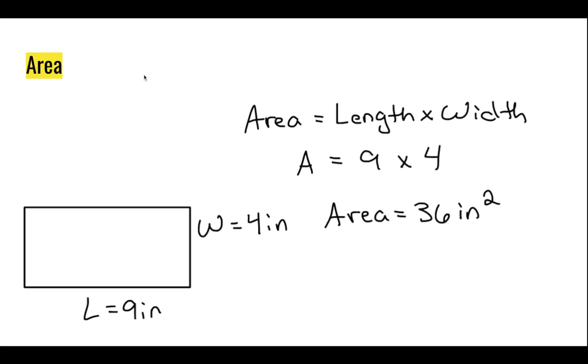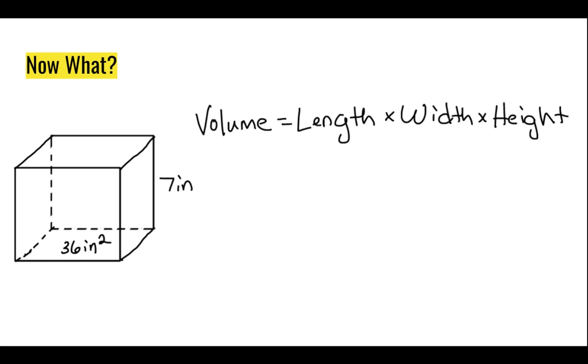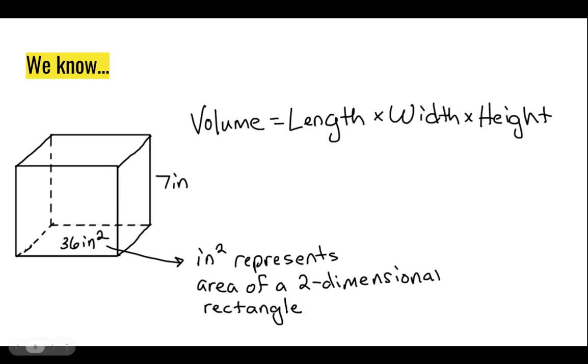We also remember from last year how to find the area of a rectangle or a square by doing the length times the width. And we know that the units for area are inches squared or units squared. So what happens if instead of a length, width, and height, we're given 36 inches squared and 7 inches? That looks to me like only two dimensions. That doesn't really look like three dimensions. So what do we do?